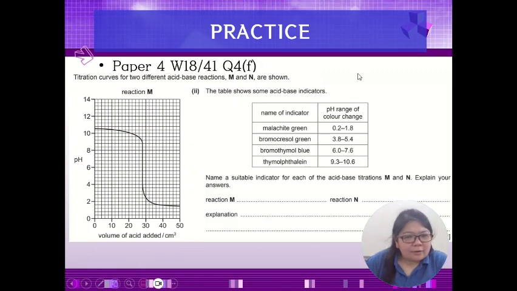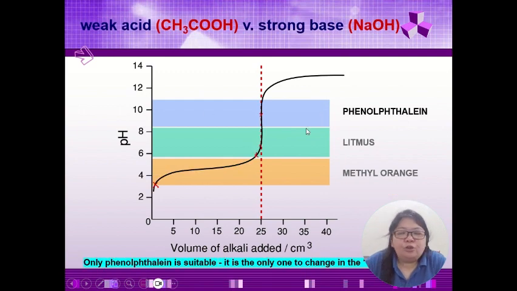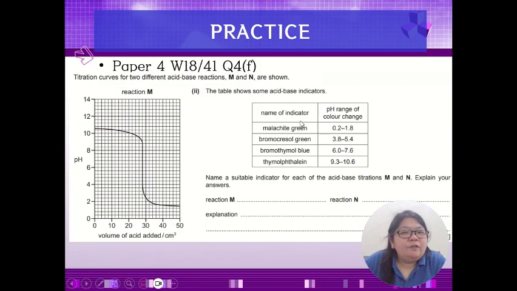Okay, now let's look at the question. In the question, they will not give you a very nice diagram like this for you to choose the indicator. They only give you a pH range for the color change of the indicator. So, for example, in this question, you are given the curve. We are given four different indicators and the pH range for the color change of each indicator.